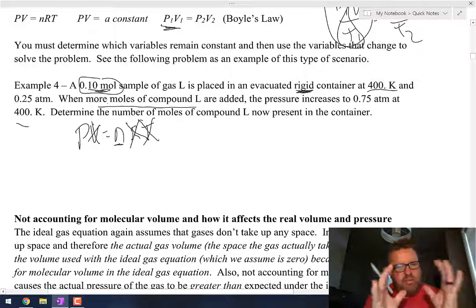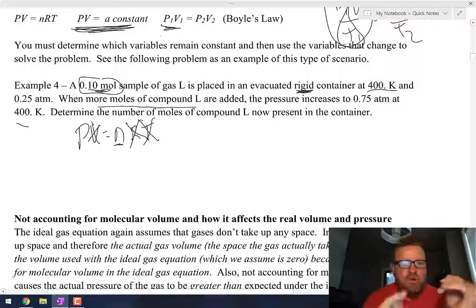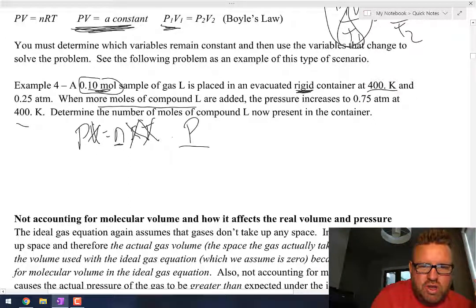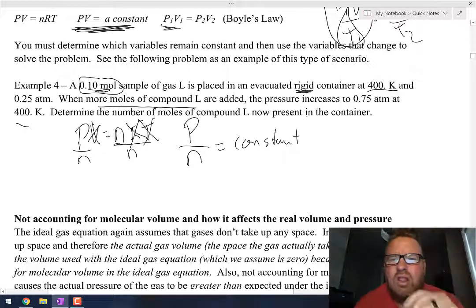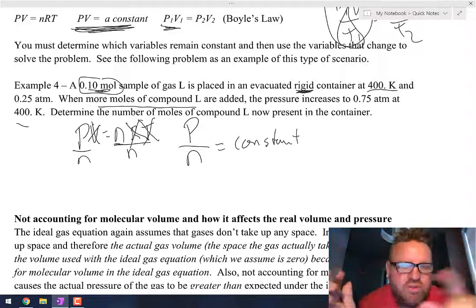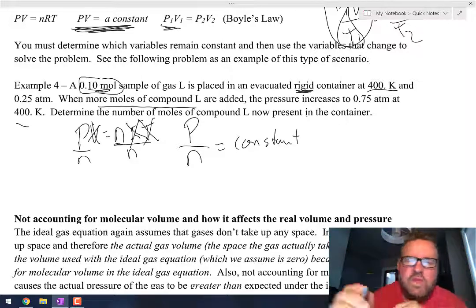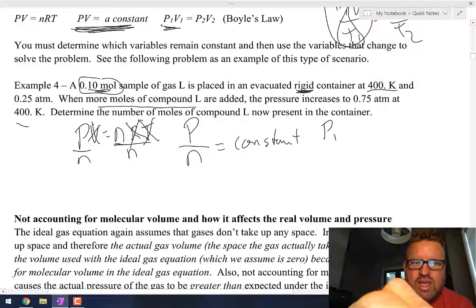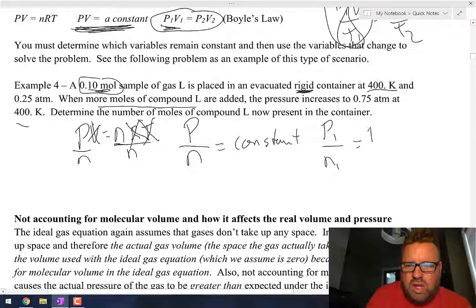Now we basically want to get them both on the same side of the equation. So that means pressure, notice to get n to this side, we have to divide it. So pressure over moles is a constant. But there's no law for that. You're right. It's not Charles' law. It's not Boyle's law. It can be any of those four variables, any version of pressure, volume, temperature, or moles. So just like up here, where we went from PV equals a constant, we can say P1 over n1 equals P2 over n2.